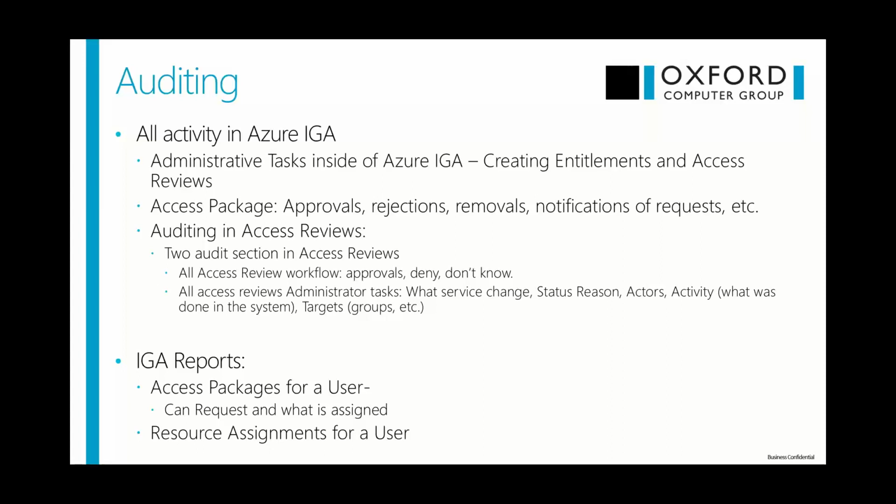And then there is a series of access reviews, which are the administrative tasks, like what service has changed, the status for that change for the access review, who's making that change, and what activity was done. And then there's IGA reports, which show access packages for a user, what that user can request and what is assigned to a particular user, and then the resource assignments for a user. So these are all user-based reports. You put in a user account and it provides you the information of what was requested or what was assigned and what the resource assignments were.